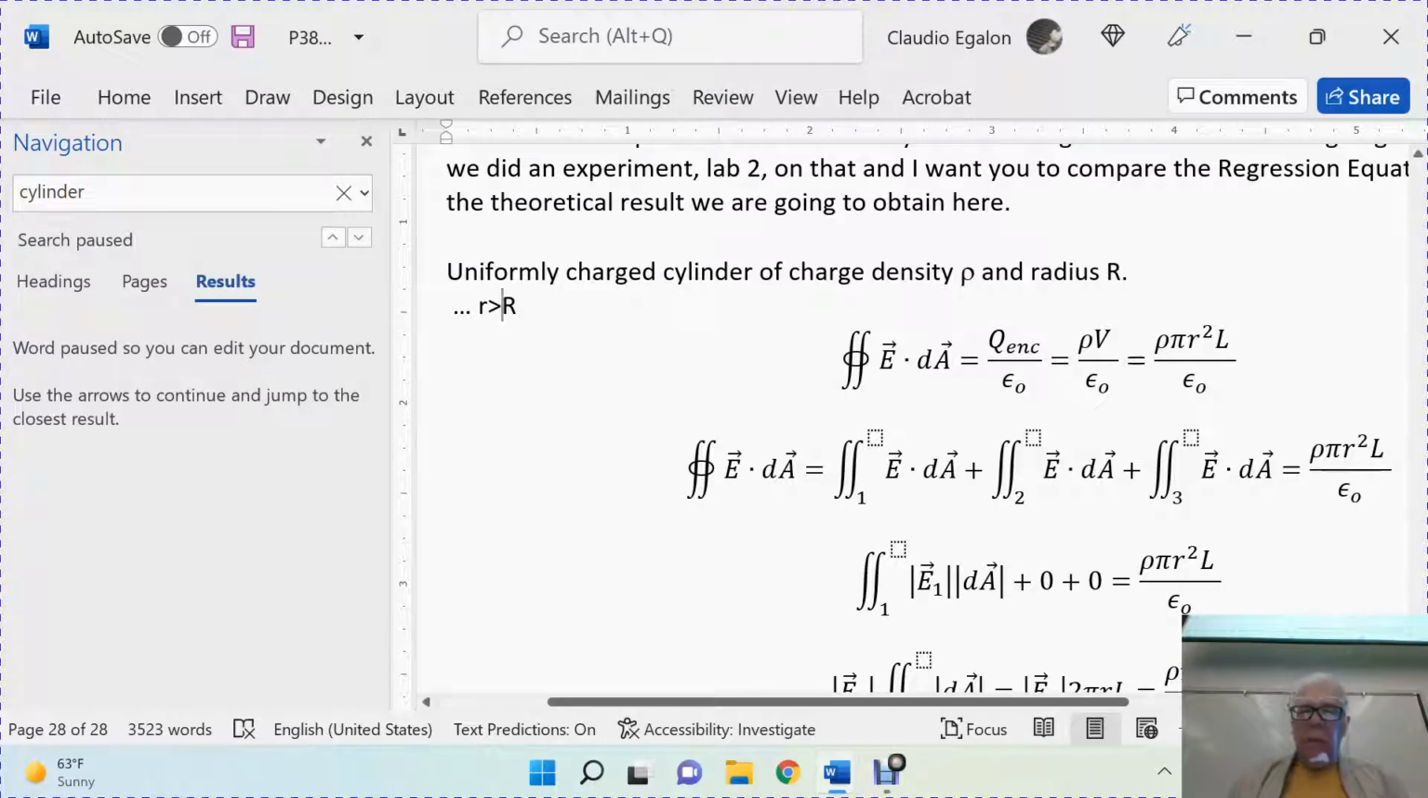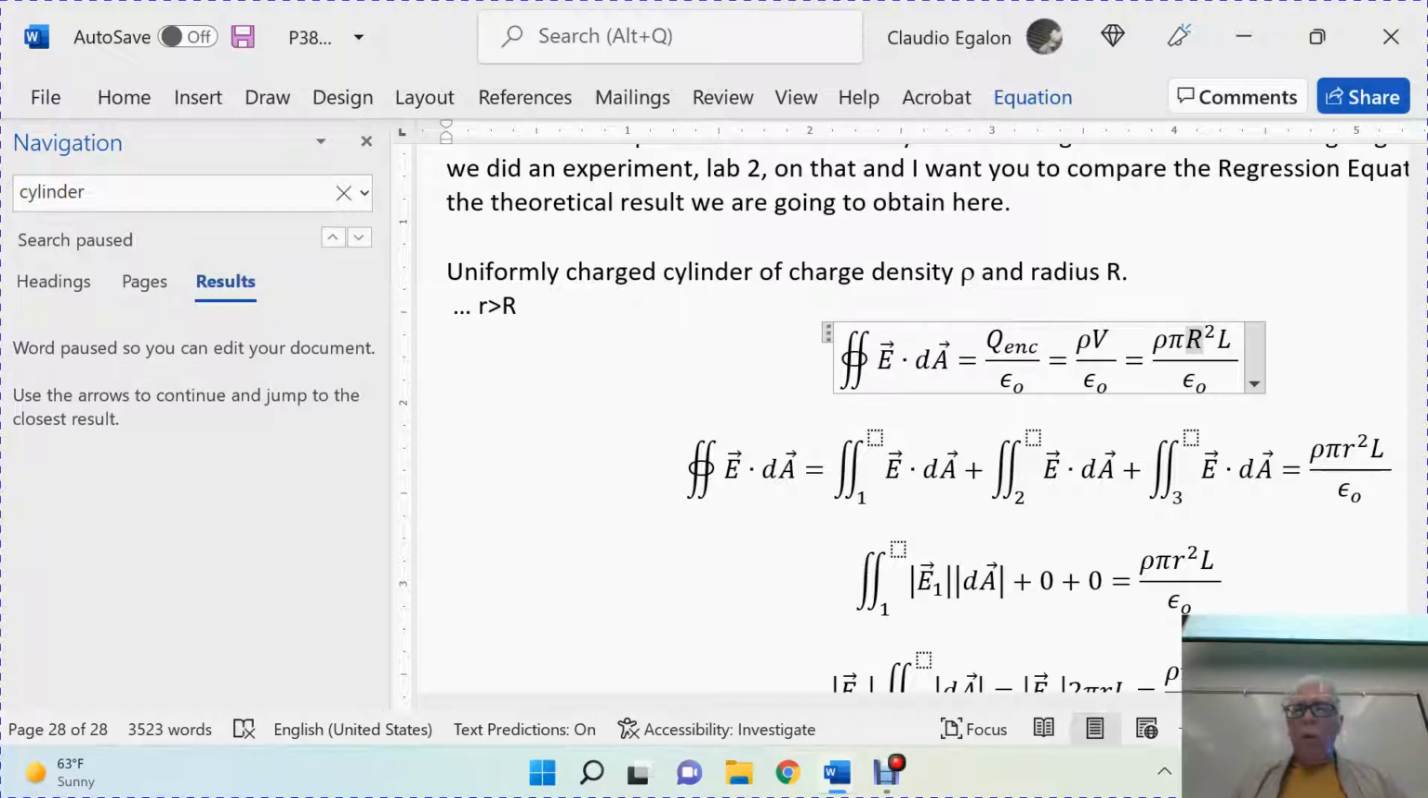So here you go. Q enclosed would be rho V divided by epsilon naught, and the volume in this case is the volume of the cylinder. So instead of lowercase r, we are going to use uppercase R and the L on the right side.